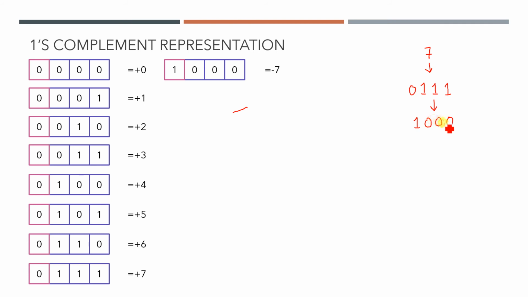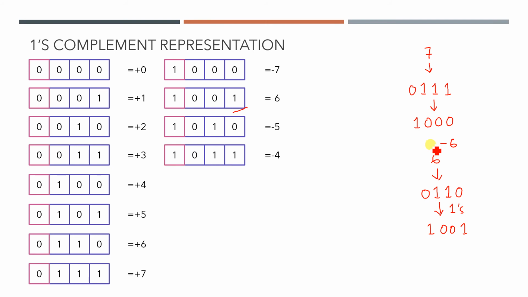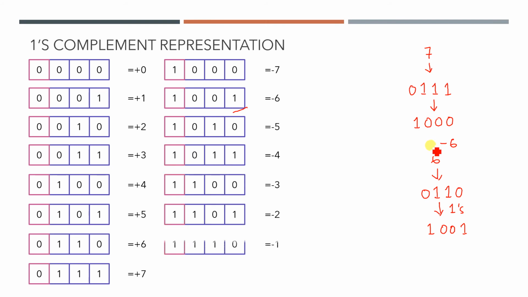Similarly, to represent -6, what is the value? First of all I have to convert 6 into its binary equivalent, which is 110. This is the value of 6. To make it 4-bit, I have to put 0 over here. Now I have to convert it to its ones complement. So the ones complement will be 1001. So you can see this is 1001. Similarly for 5, 4, 3, 2, 1, you can find out.